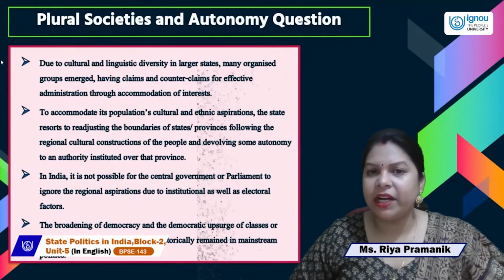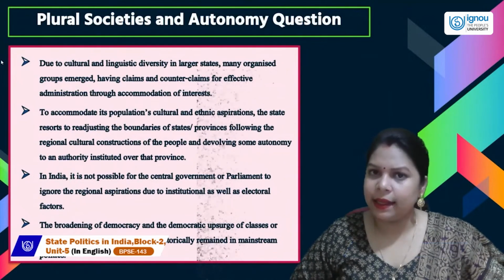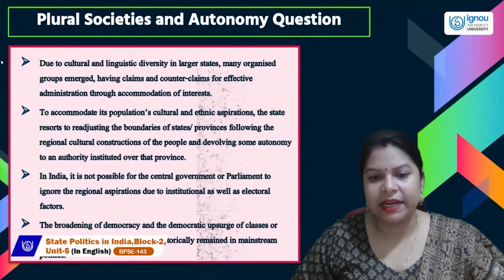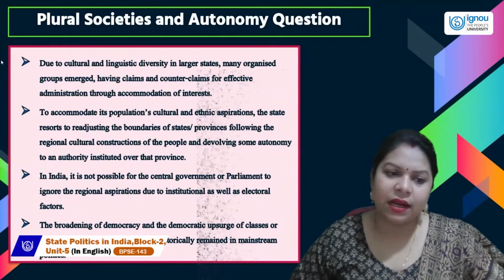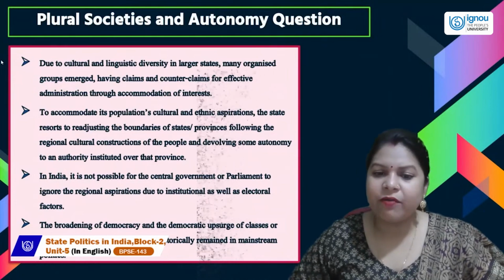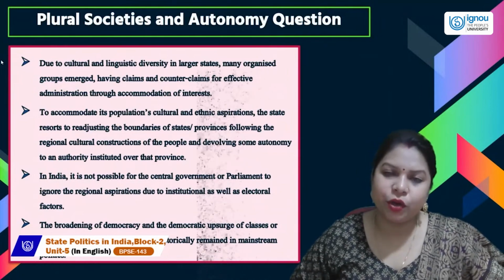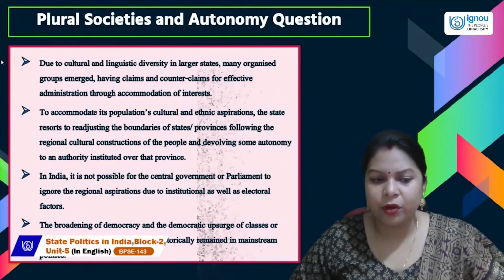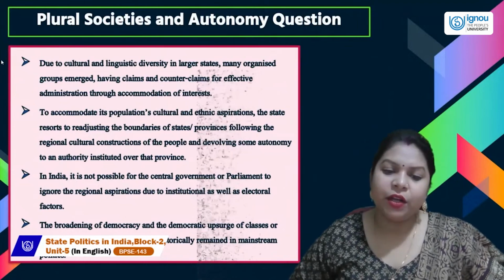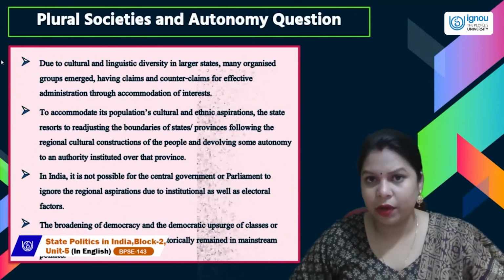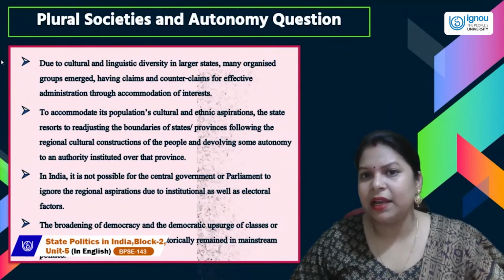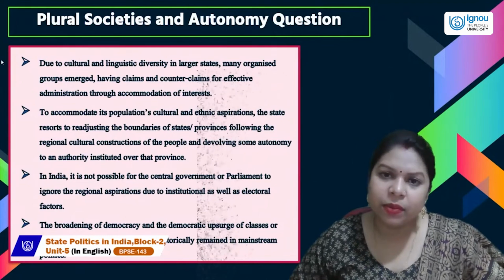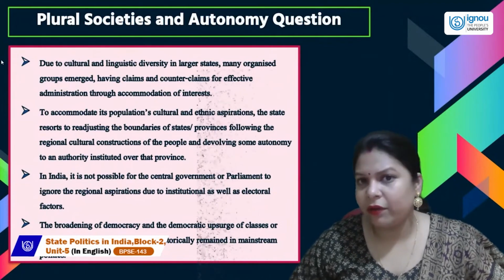To accommodate its population's cultural and ethnic aspirations, the state resorts to readjusting the boundaries of states and provinces, following the regional cultural construction of the people and devolving some autonomy to an authority instituted over that province. In India, it is not possible for the central government or the parliament to ignore regional aspirations due to institutional as well as electoral factors. It is not feasible for India to ignore these regional aspirations, also because of electoral factors.